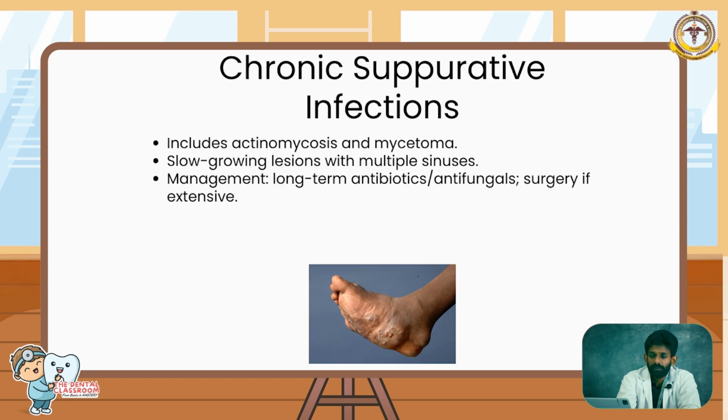Chronic suppurative infections, these infections are usually fungal. The causative organism is actinomycosis that causes chronic granulomatous infection and the secretion of sulfur granules. Mycetoma is a chronic fungal infection of the skin and the subcutaneous tissue. The progression is slow with the patient presenting with multiple sinuses. It requires a long-term antibiotic and antifungal cover. Surgical excision is done if the infection is very extensive.